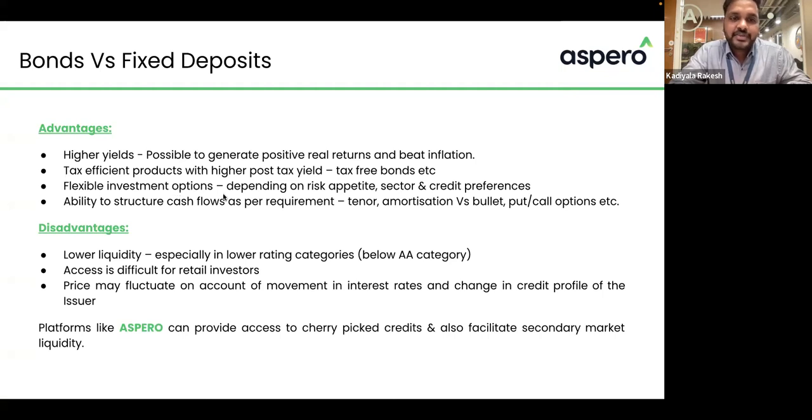So, flexible investment options depending on the risk appetite, sector, and credit preferences, and the ability to structure the cash flows as per the requirement, like tenure, amortization, bullet, put option, or call option. So there are multiple types of papers.